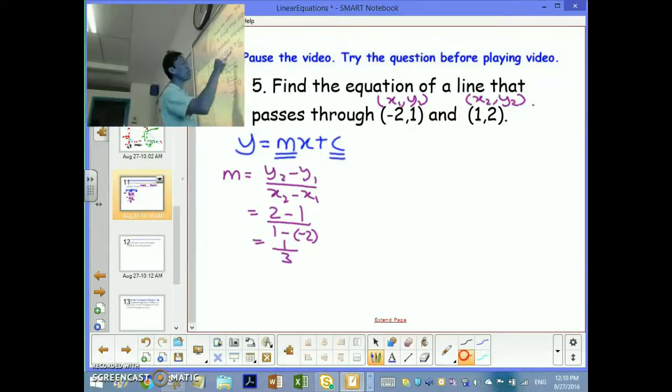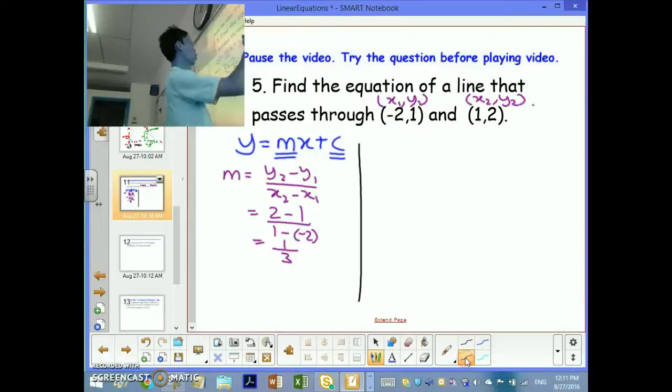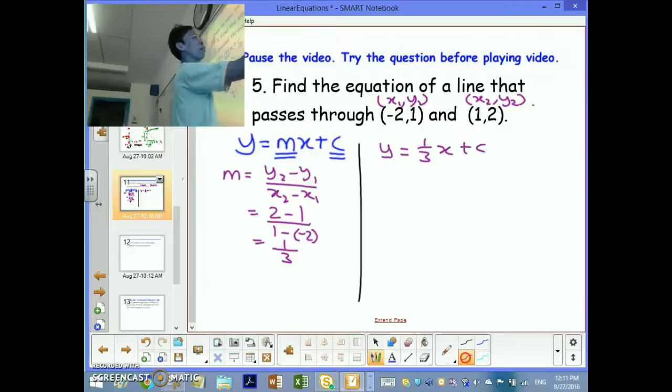In fact, this equation in red is not very useful because I don't really know what c is at the moment. So if you do not know what c is, I can put in substitution. That is, what I can do is y is equal to 1/3 x plus c. Now I'm going to use any of the points here. So for example, I use the point 1, 2. That is x equal to 1, y equal to 2.